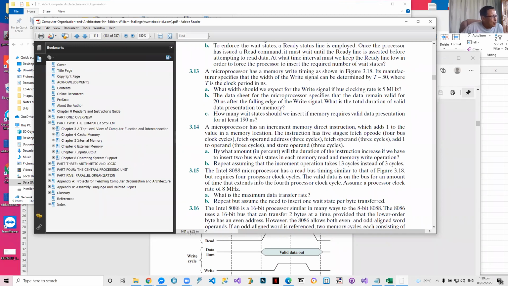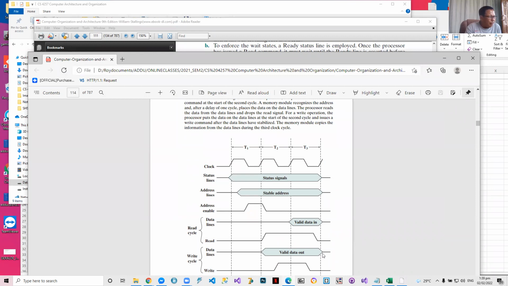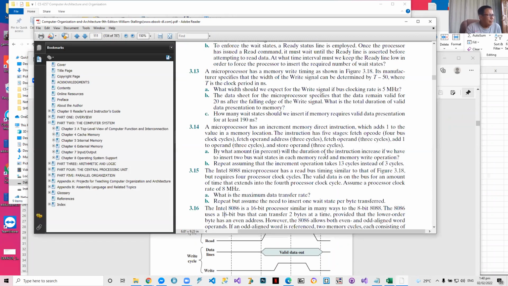Okay. But this time, this requires 4 memory processor clocks. The valid data is on the bus for an amount of time, starting at the second cycle of the clock and extends to the 4th processor cycle. So ibig sabihin kung ito, galing sa dito, may T4 sa the valid data, both in and out will extend in T4. Okay, so may T4 dito. So sa T4 siya magano. The valid data is on the bus for extension for the 4th processor clock cycle. Assume a processor clock of 8 megahertz. 8 megahertz. Okay, do you follow?